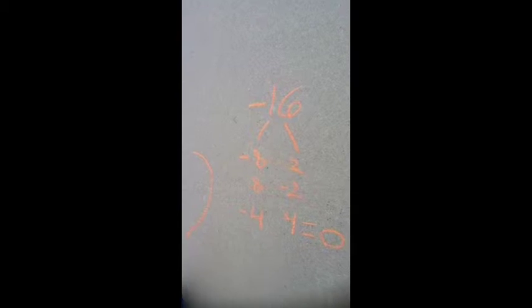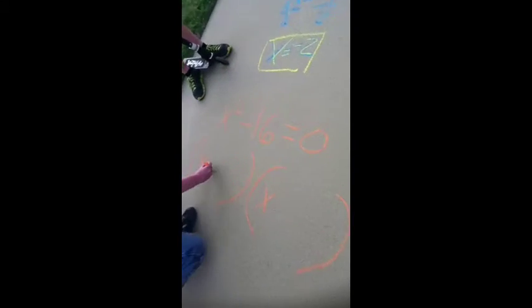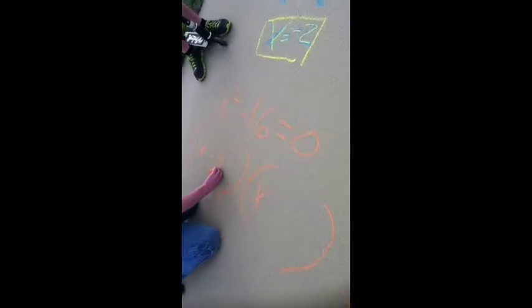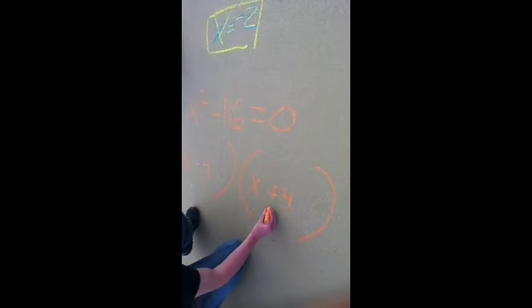So now fill those in for your parentheses. Okay, so I'll put x minus 4, then x plus 4? Mhm. Sweet. Then you have to make those both equal to 0 and solve. Yeah, equal to 0 and solve. See how simple it is?